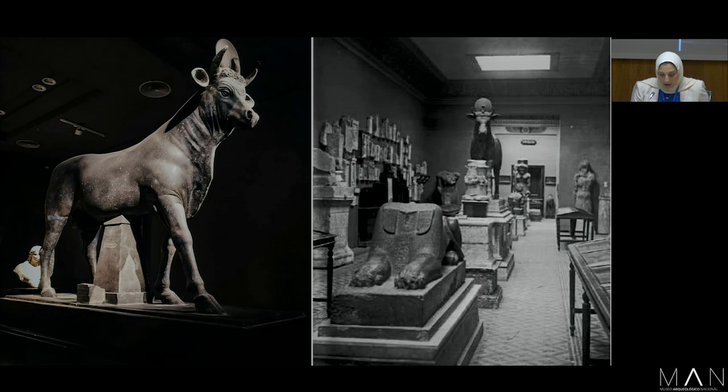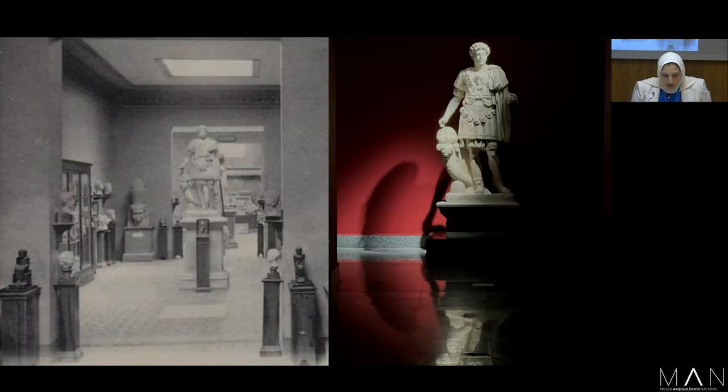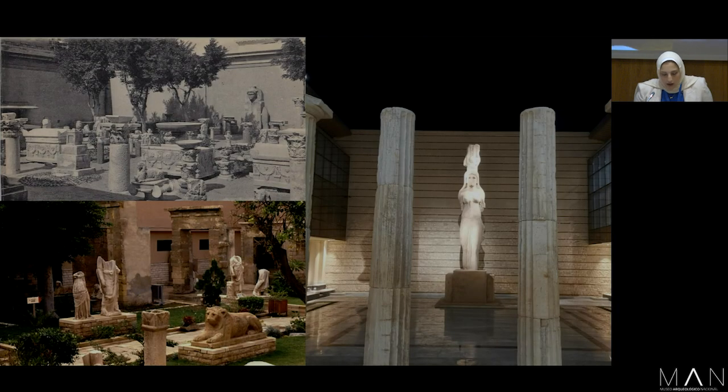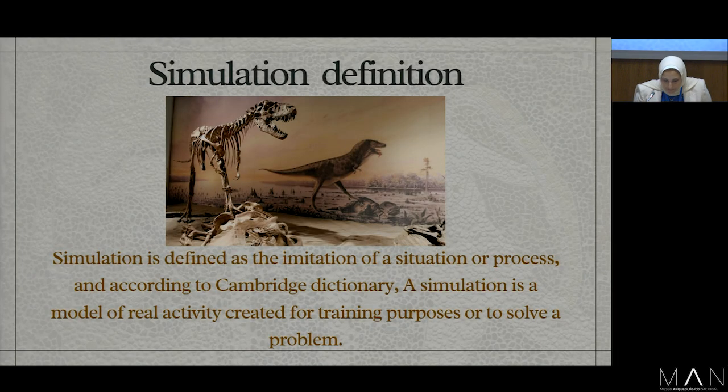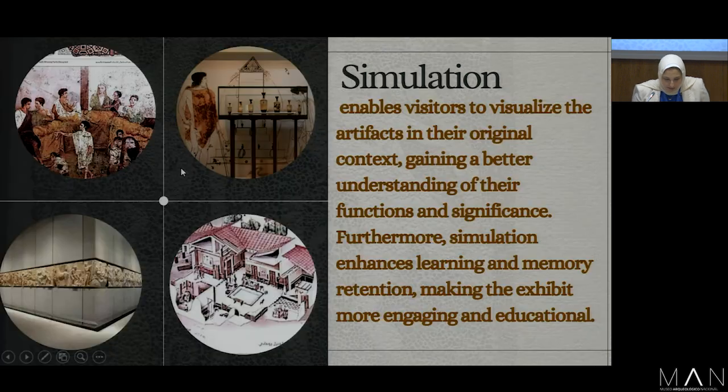This is the new and the old display. This is the Apis Bull, one of our masterpieces. This is also the old scenario and the new scenario. This is the garden or the patio. It was in the past like a garden. Now we are using it as an event space, with a masterpiece statue in the middle. The simulation, Reham will now talk about it.